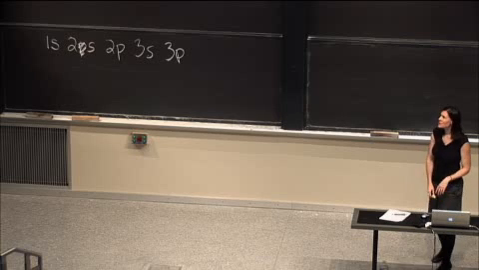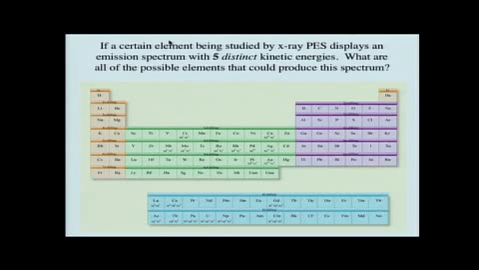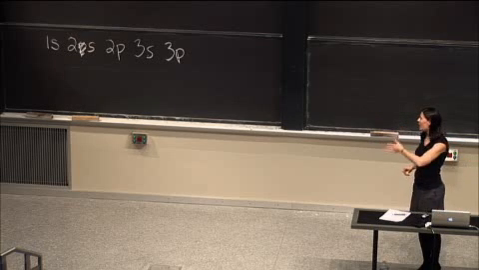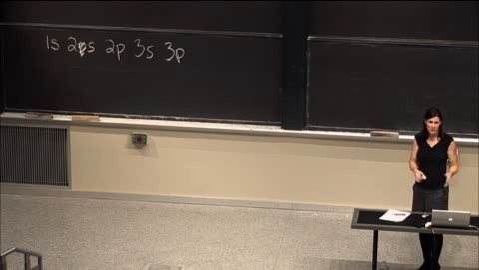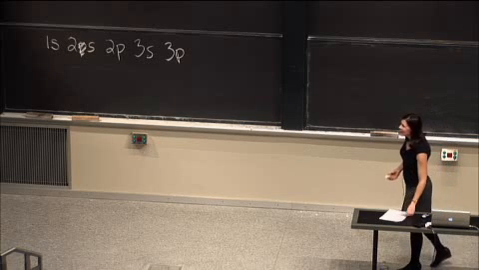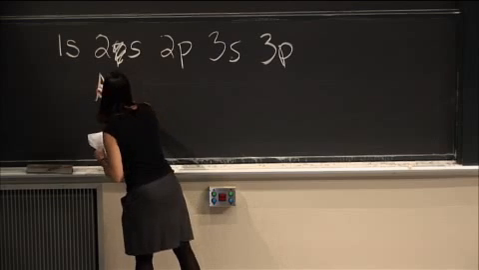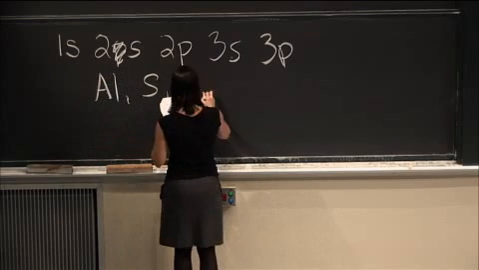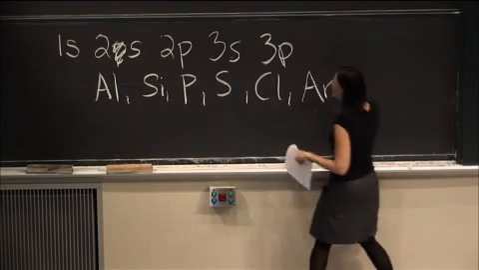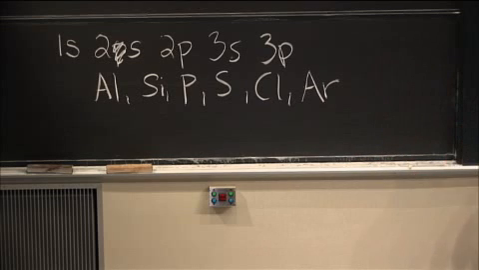So then all we need to do to determine which elements that corresponds to is take a look at our periodic table. We want to look at any element that has a 3p orbital filled, but that does not then go on and have a 4s, because if it had the 4s filled, then we would actually see 6 lines in the spectrum. So that is relevant for all of these atoms here. We actually have several different possibilities. It could be aluminum, silicon, phosphorus, sulfur, chlorine, or argon.